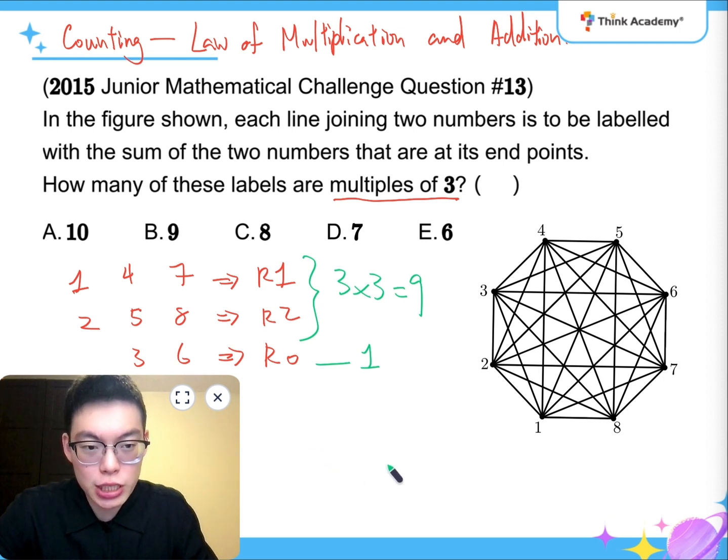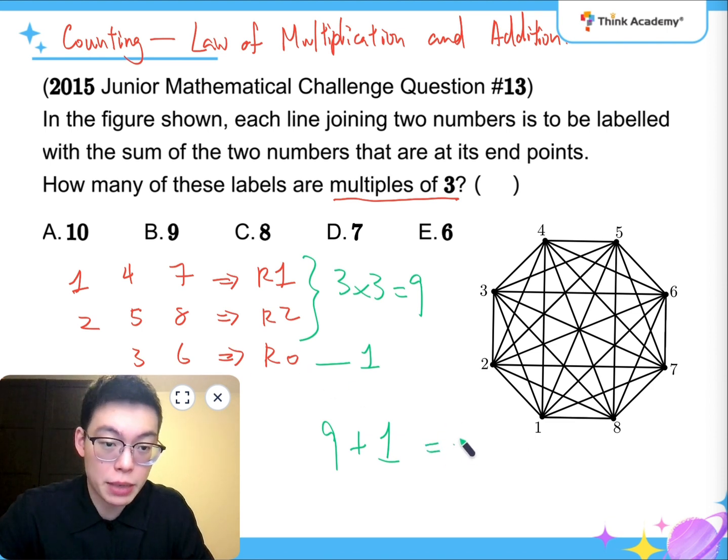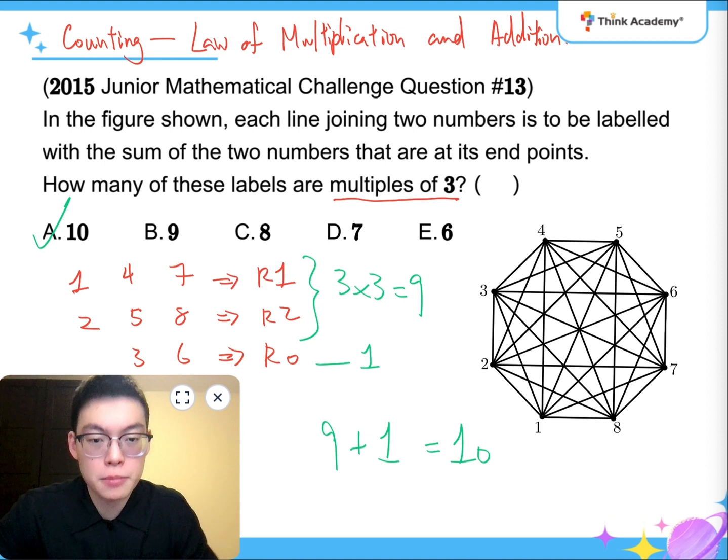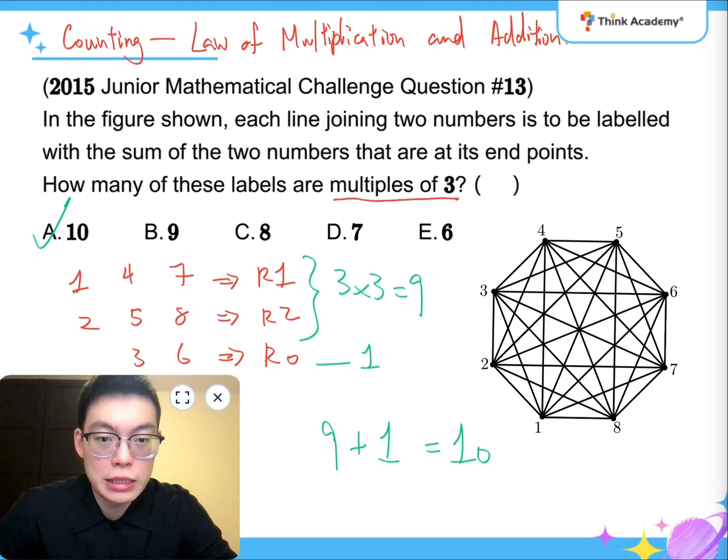So you can imagine that those 9 lines between 1, 4, 7 and 2, 5, 8, adding this 1 line between 3 and 6 is going to make a 10 altogether. Okay? So that's all we have.